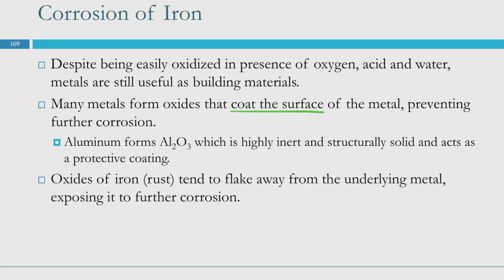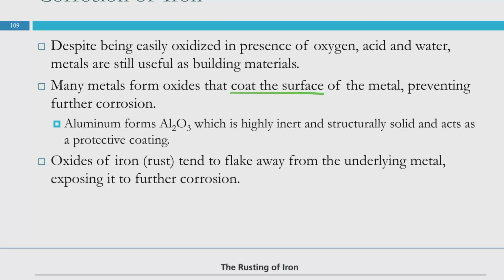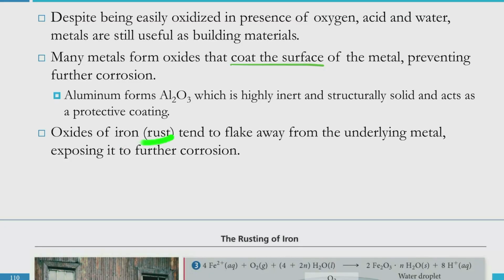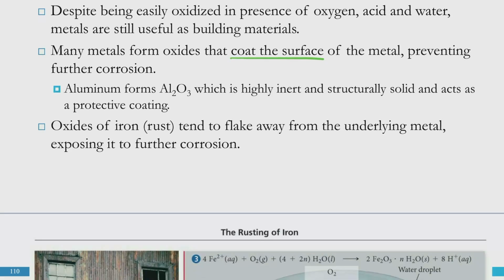Another famous example of coating the surface of the metal is the Statue of Liberty. The Statue of Liberty is made of copper. It was initially that copper brown color, and then because of all the seawater and other things, has turned to the iconic green that it is now. However, this is not always the case. Oxides of iron, aka rust, tend to flake away from the underlying metal. So instead of forming a protective coating, the surface starts to peel away, and it works its way into the metal further until it's no longer structurally stable or solid.